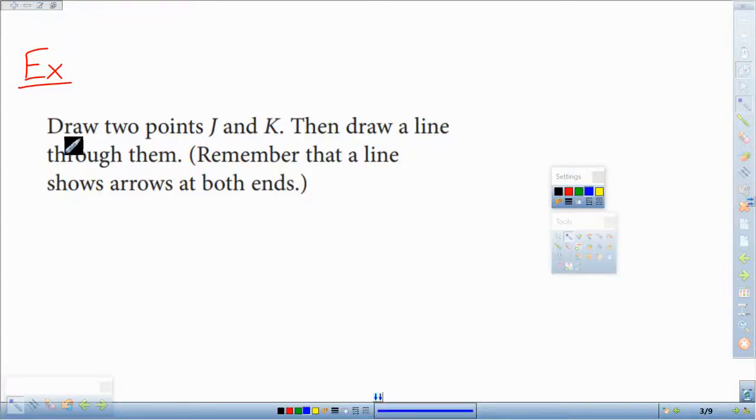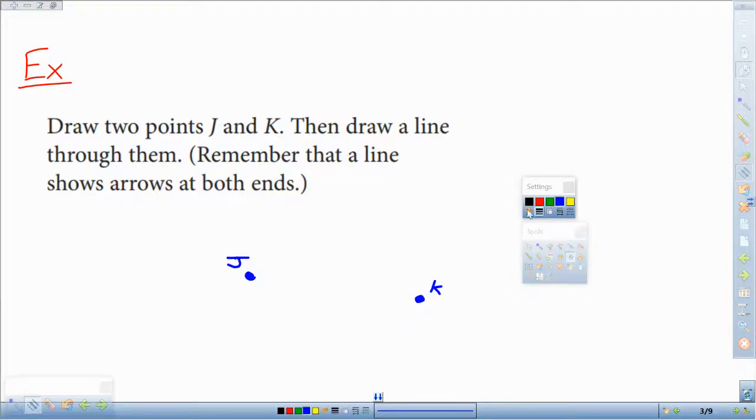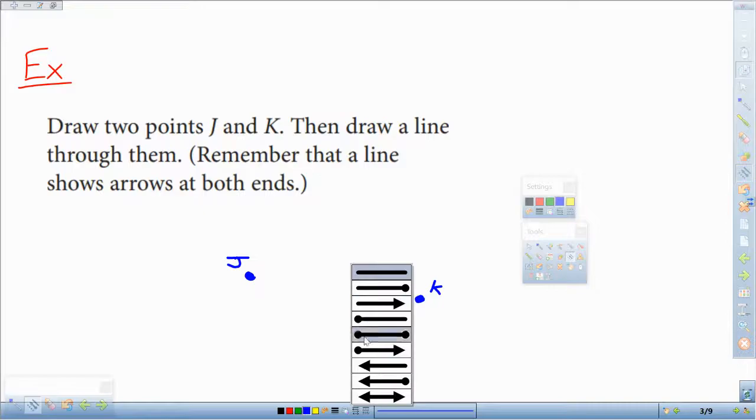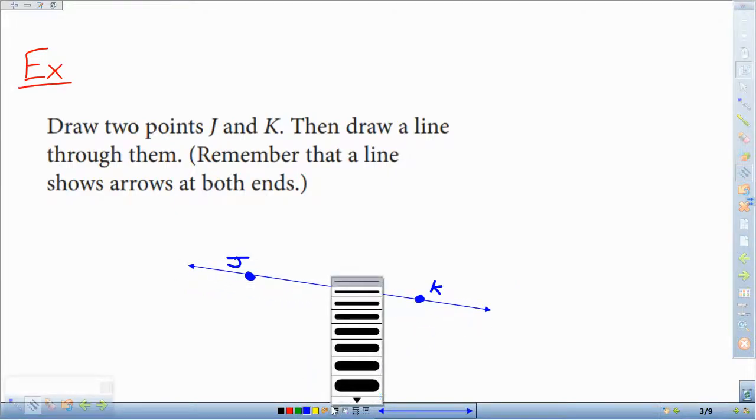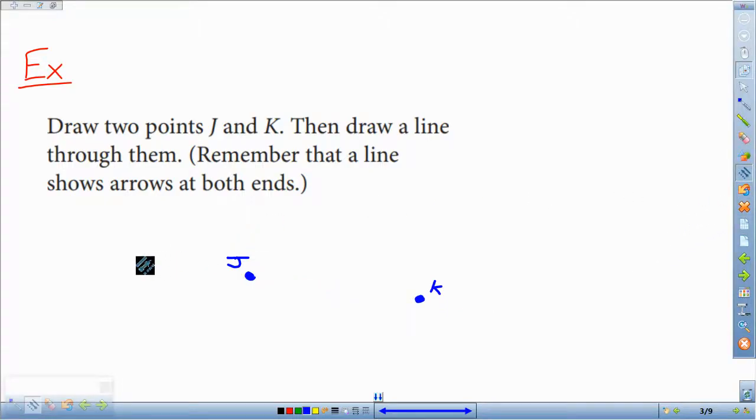So it's saying, draw 2 points J and K. It doesn't really matter where I draw them. There's point J, and I'm going to put point K over here. And then it says, then draw a line through them. If you have a ruler, by the way, you could line it up and get a nice straight line, or you could use an ID card or something like that. Since this says draw a line through them, and it's a line, I want to make sure there's arrows on both ends. So there we go. Actually, I could probably make that a little fatter. Let's try this. That looks a little nicer. Okay, and there it is. We just drew a line.